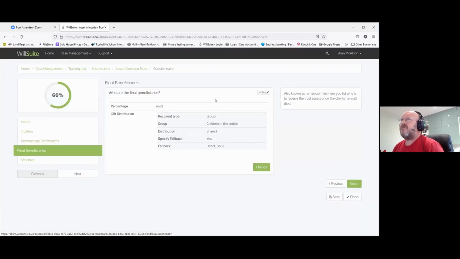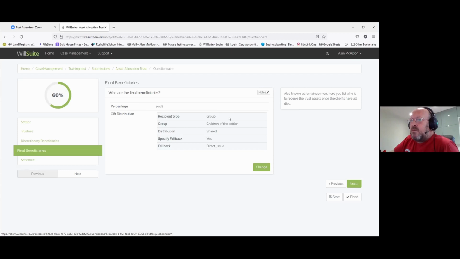Next, right, final beneficiaries. Now there's two ways of looking at this question. The way that we draft this is who is to benefit once the clients die, not who would benefit if this trust runs for 125 years, because that just isn't how these trusts are dealt with. What we want to know here is when the clients have both died, what's to happen to the trust?